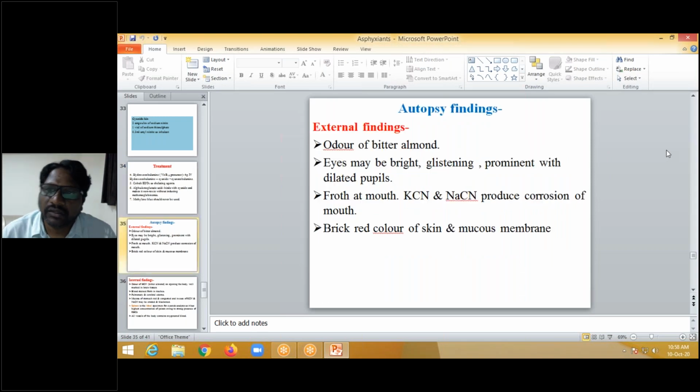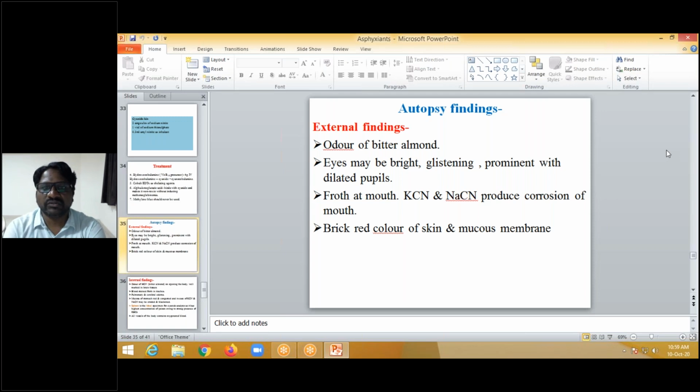Come to the autopsy findings. So the person has died because of cyanide poisoning. Now what are the autopsy findings? External findings: especially the odor of bitter almond will be there. From the person you will get the odor of bitter almond, as we already discussed. Eyes may be bright and glistening, prominent, with dilated pupils.